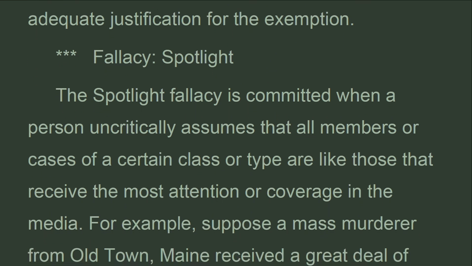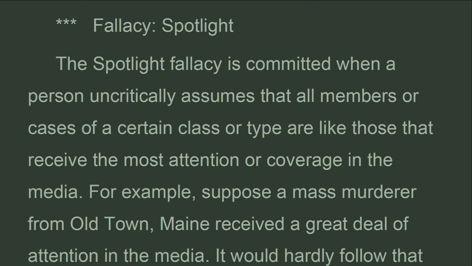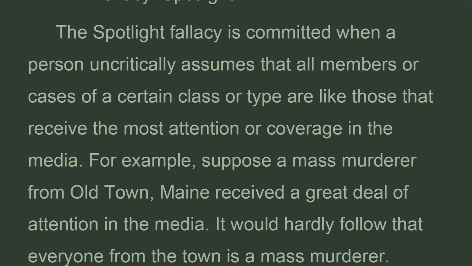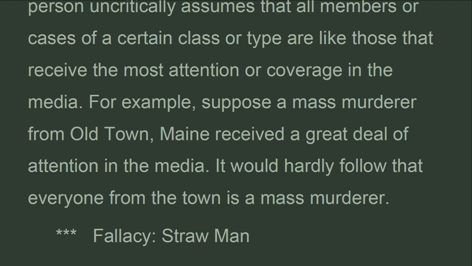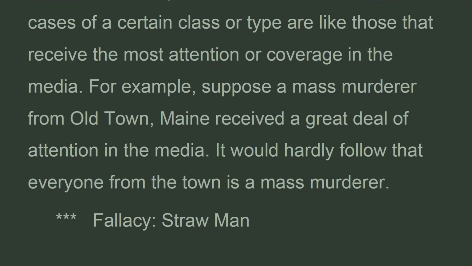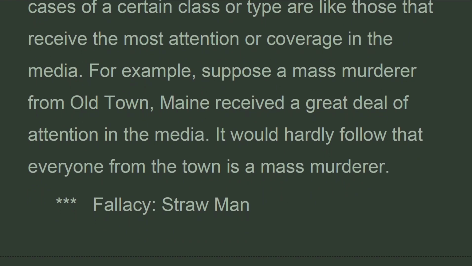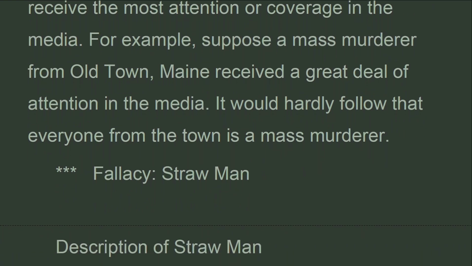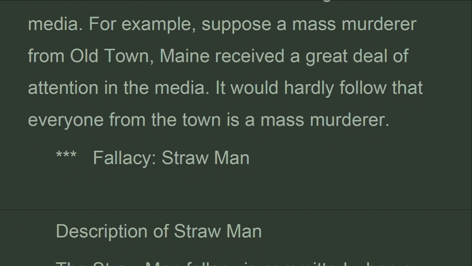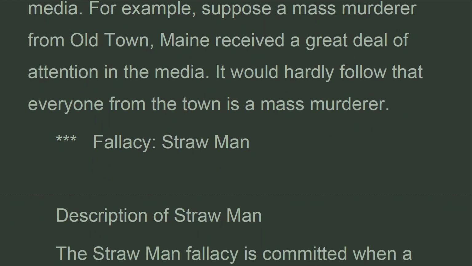Fallacy: Spotlight. The spotlight fallacy is committed when a person uncritically assumes that all members or cases of a certain class or type are like those that receive the most attention or coverage in the media. For example, suppose a mass murderer from Old Town, Maine received a great deal of attention in the media. It would hardly follow that everyone from the town is a mass murderer.